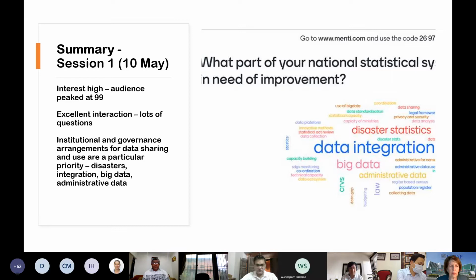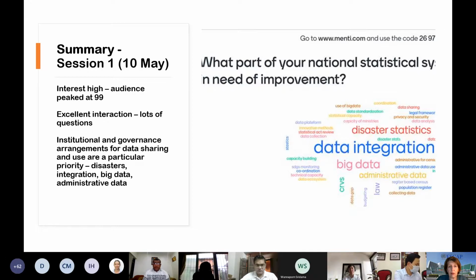We also had several excellent questions coming from countries interacting with each other, with the development partners, really good questions around the different ways that we can strengthen national statistical systems, reaching out with partners, different types of big data, and different tools that are available. We started the day with a bit of a word cloud, asking what part of your national statistical system is most in need of improvement. It came up with a lot of great ideas, a lot of great priorities for you.